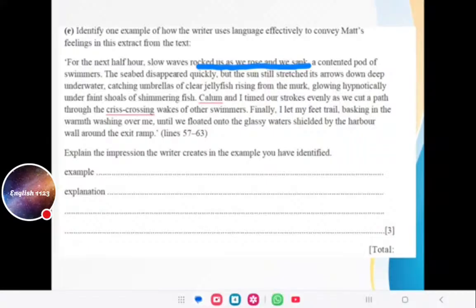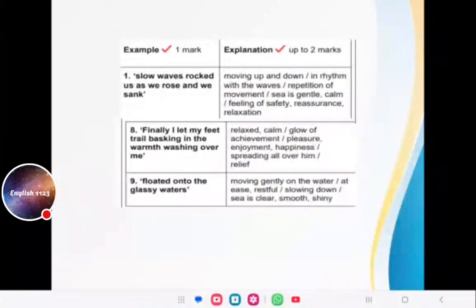We were enjoying swimming on the sea, on the surface of the sea, and under the sea as well. A contented pod of... Okay, let's look at the mark scheme. The mark scheme is available there. You can write about slow waves rocked us as we rose and we sang. Even if you just write as we rose and we sang, I think that would also be a good example. Then finally I let my feet trail basking in the warmth.